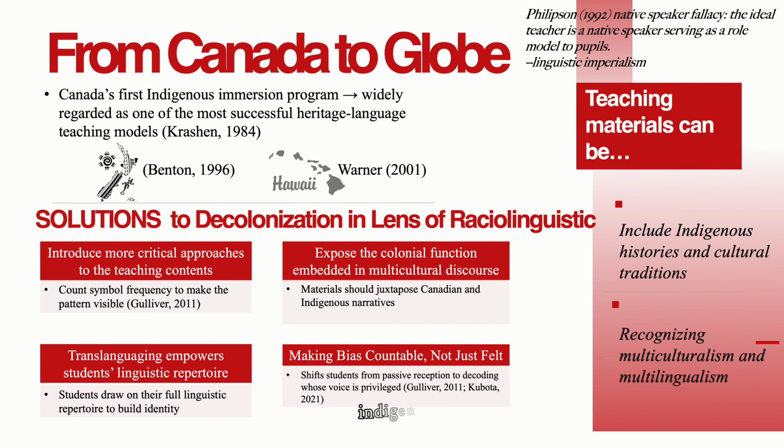Canada's first Indigenous immersion program is widely regarded as one of the most successful heritage language teaching models, and it didn't stay just Canadian, it spread across the globe. Indigenous scholars in Aotearoa, in New Zealand and Hawaii have looked into this same approach in their own language revitalization work. So through a raciolinguistic lens, what does decolonization actually look like in Canada? Four things. Introduce more critical approaches to teaching content, expose the colonial function in multicultural discourse, show that translanguaging empowers students' linguistic repertoire, and make bias countable, not just felt.